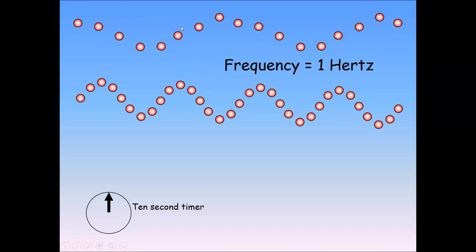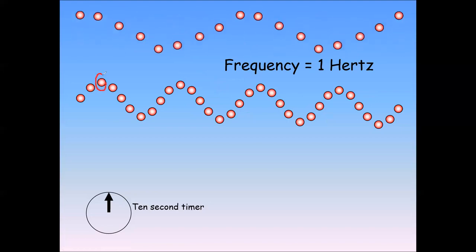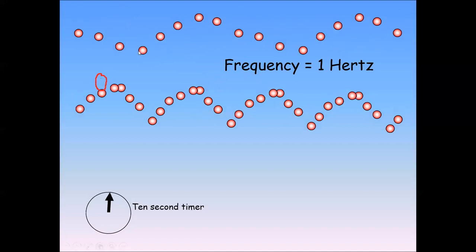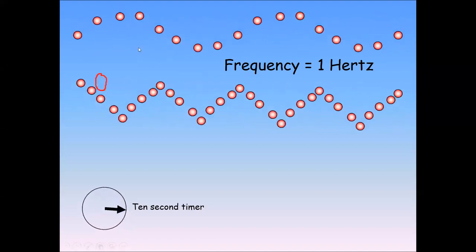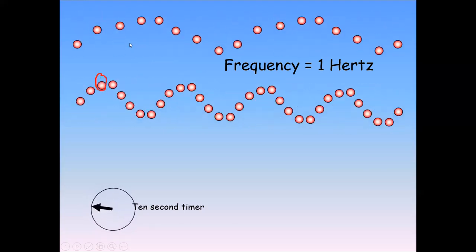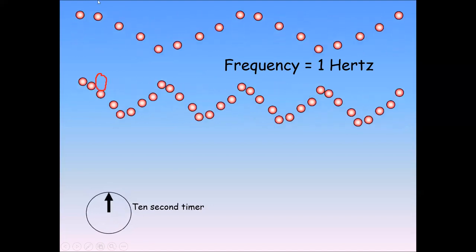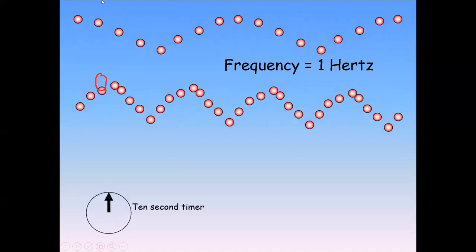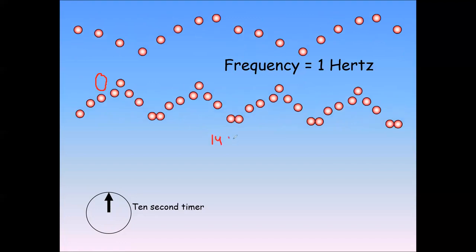The next example, focus on this. How many vibrations are there? 1, 2, 3, 4, 5, 6, 7, 8, 9, 10, 11, 12, 13, 14. So there are 14 vibrations in the 10-second timer. So in 1 second, how many vibrations are there? x. When we cross multiply, it will be 14 divided by 10. The total number of vibrations divided by the time interval, so it will be 1.4.